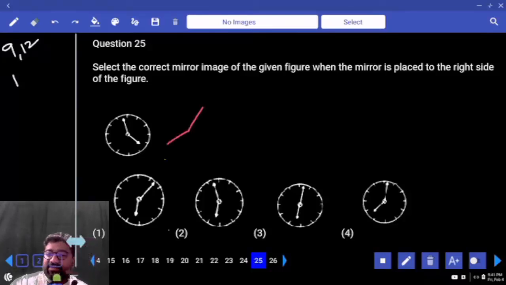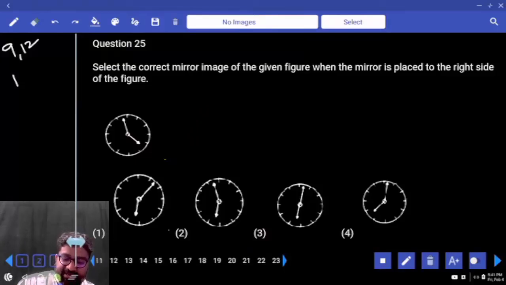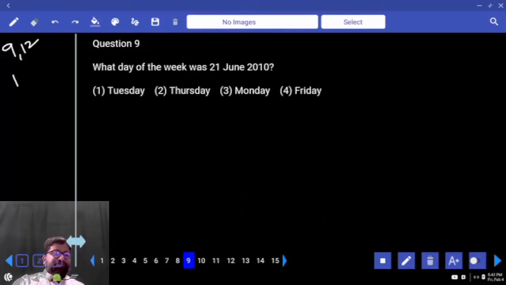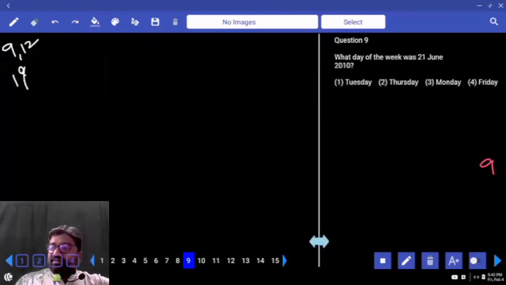Which option is that? Fourth option. So as told earlier, there are three questions which are supposed to be solved using pen and paper. We are supposed to use pen and paper for 9, 12, 19.